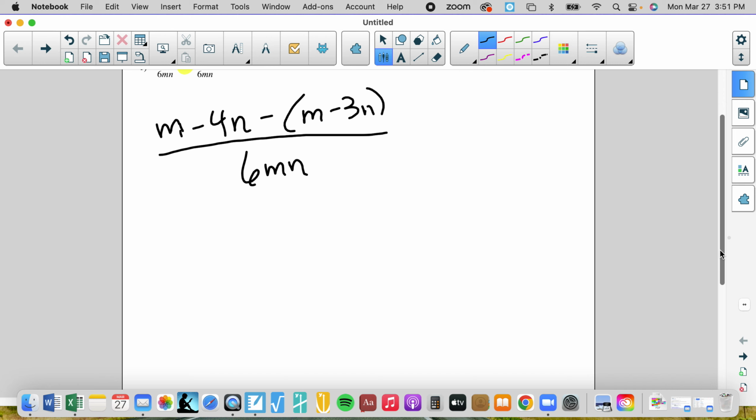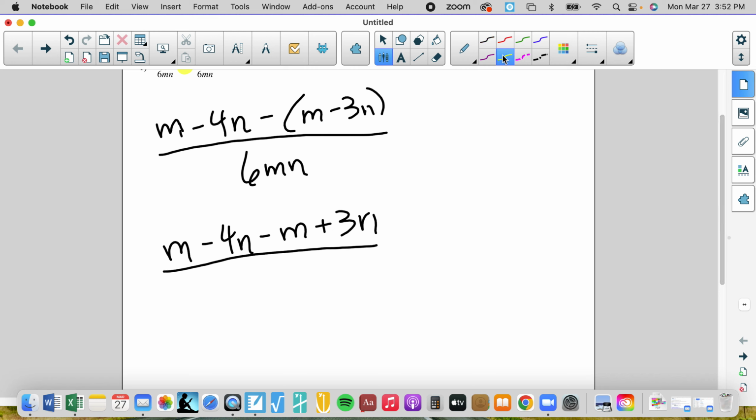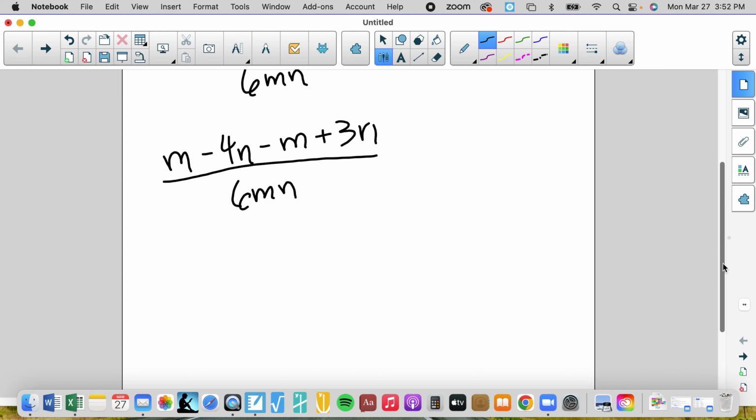So that next line should read m minus 4n minus m plus 3n, because that negative gets distributed to the m and to the negative 3n. And that is all over 6mn.